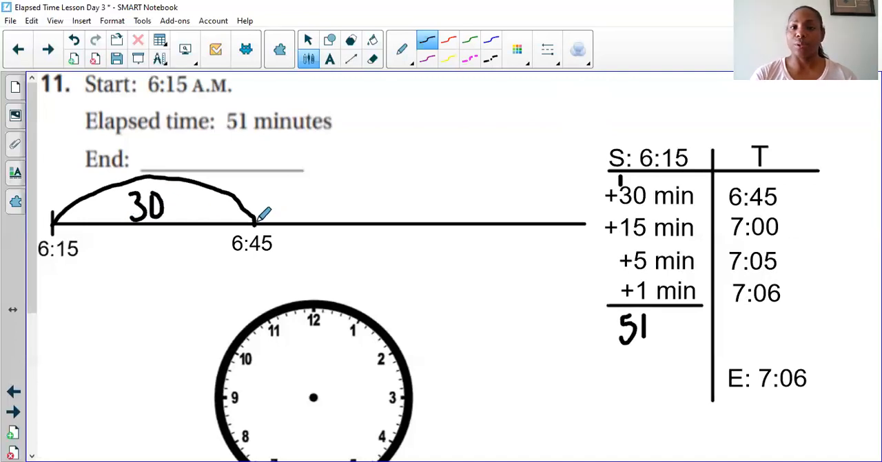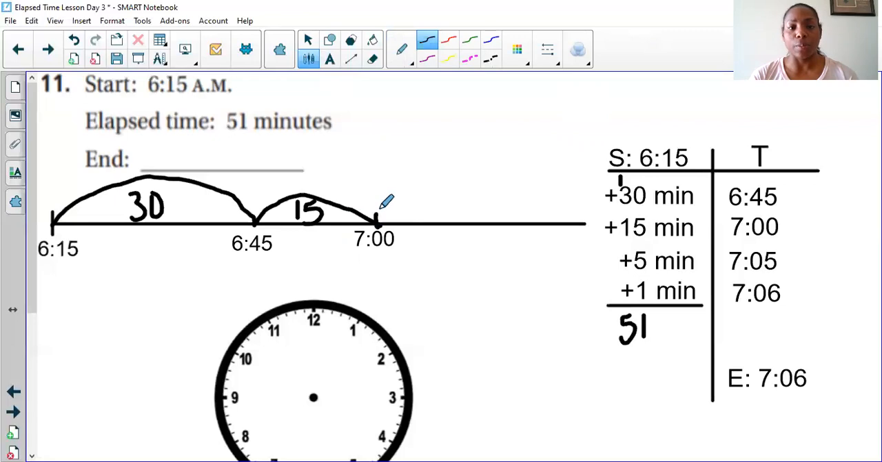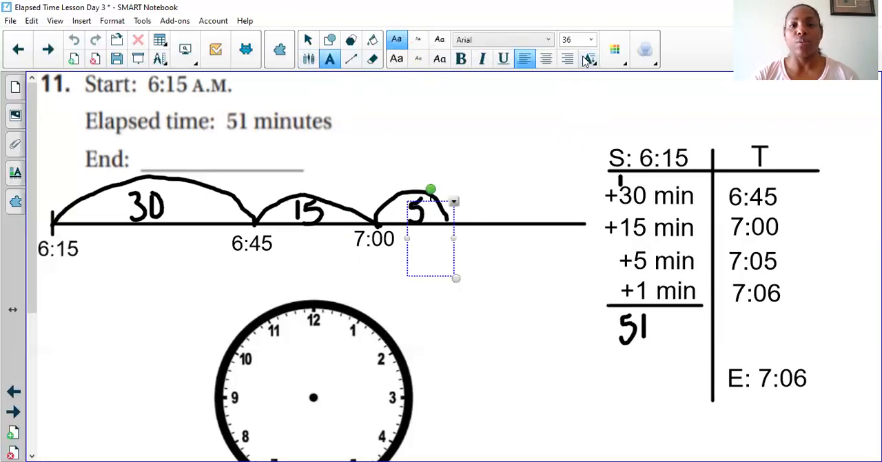Okay, and then from 6:45, I need to go 15 minutes, only half that distance. Probably wasn't the best 15-minute jump out there, but I did the best I could. So 30 plus 15, we know from doing the math over there, is 45 minutes, and that will bring us to a time of 7 o'clock. All right, and then I need to make another jump. This one will be 5 minutes, and I write my 5 in here. And my 5-minute jump will bring me now to a time of 7:05.